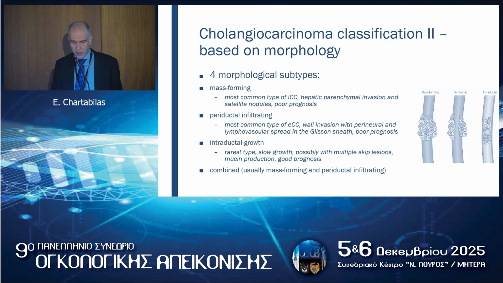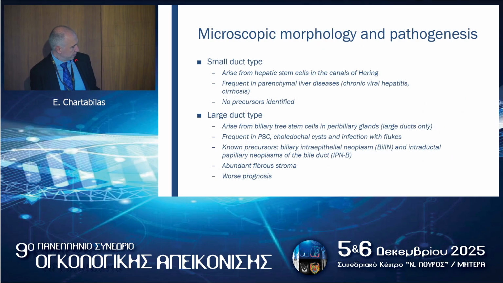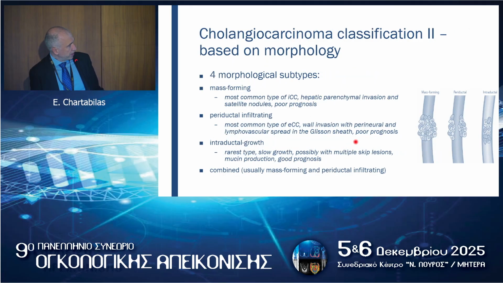A second classification is based on morphology. Here we have 4 subtypes. We have the mass-forming, we have the periductal infiltrating, as you see here, the periductal infiltrating, and then the intraductal growth. This is the best prognosis, but also the rarest one.